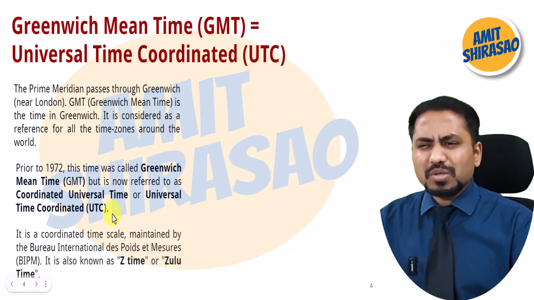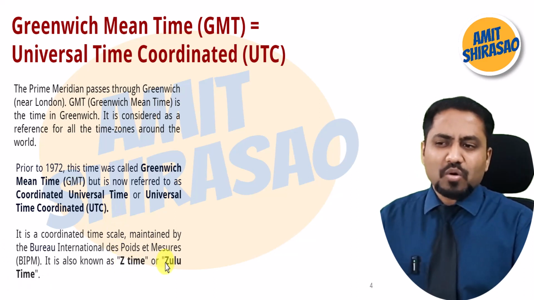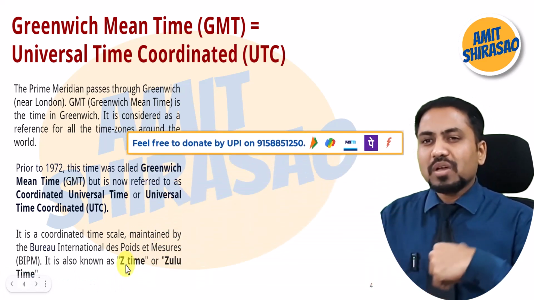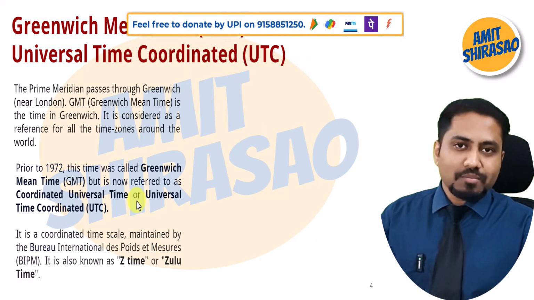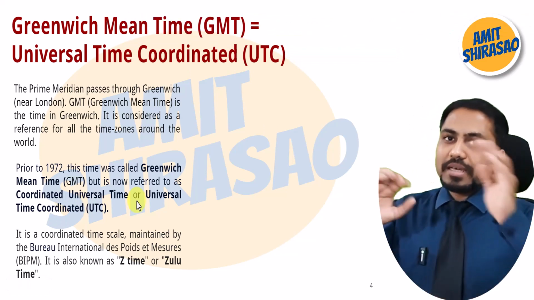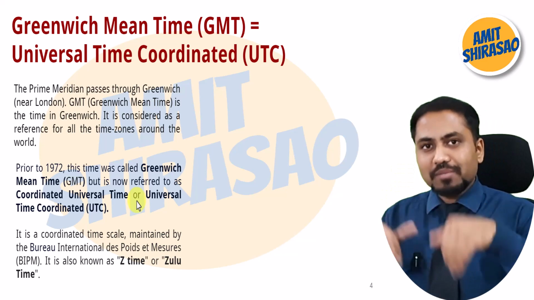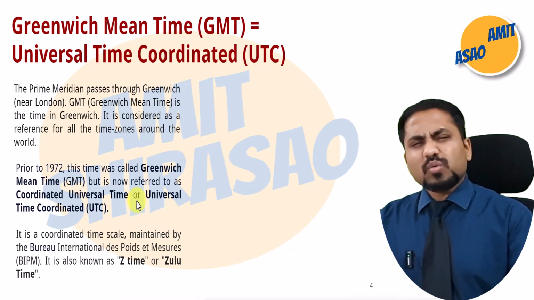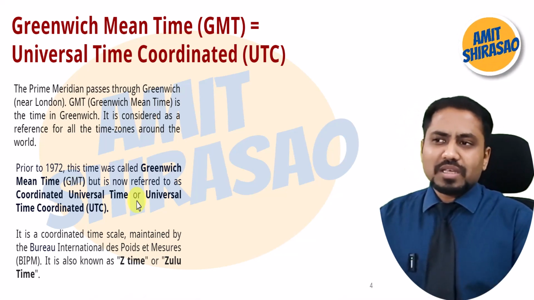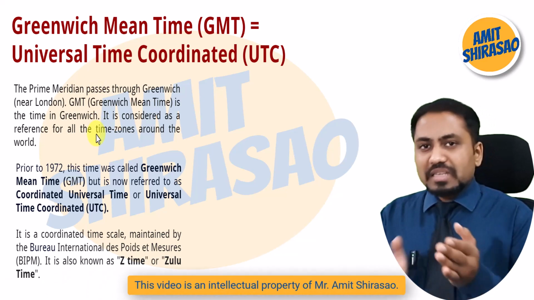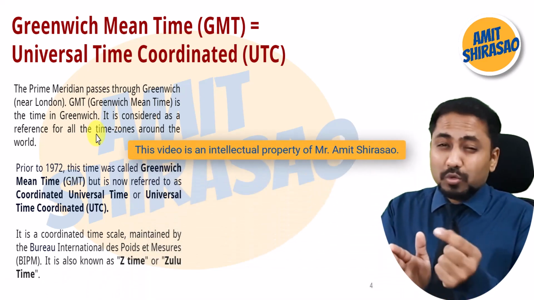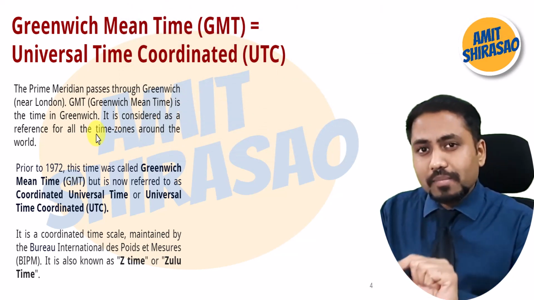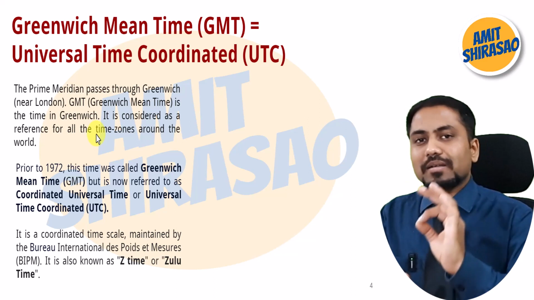Actually, UTC also has another name called Zulu time or Z time. Okay, so UTC, Zulu time, Z time, or even Coordinated Universal Time, it's all one and the same thing, and its earlier name before 1972 used to be Greenwich Mean Time. Okay, now the question arises, what is this time? This time means whatever is the time in Greenwich County, which is very close to London, by the way. So whatever is the time in London, that is called GMT, Greenwich Mean Time.